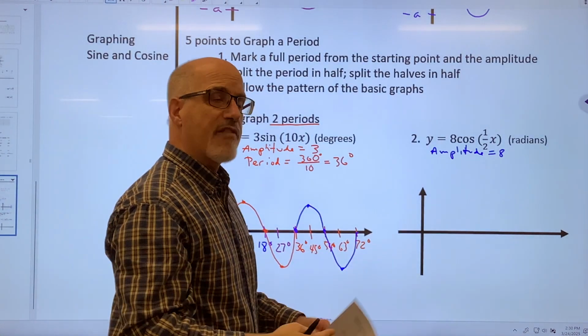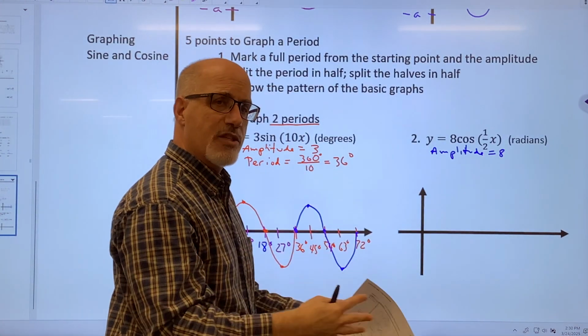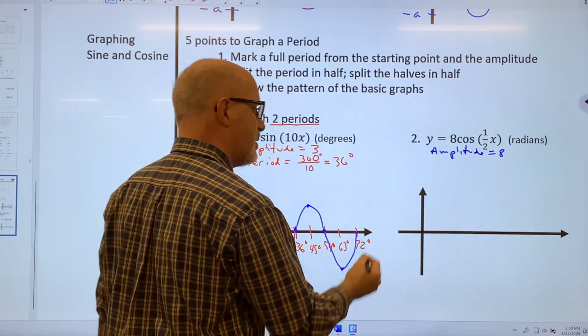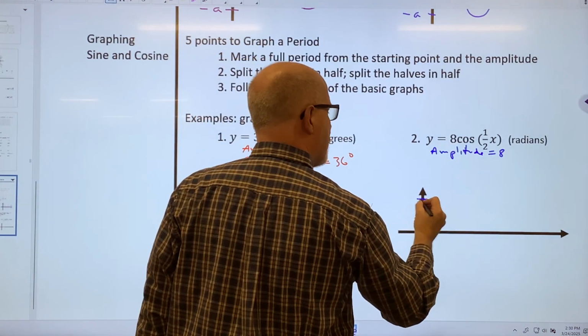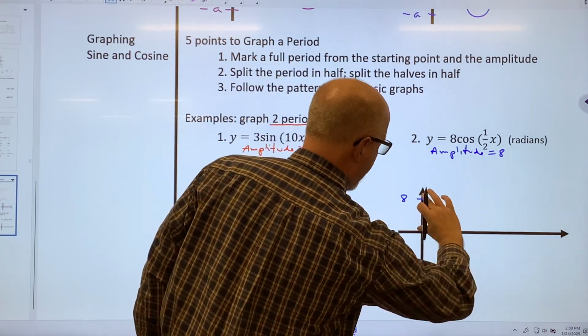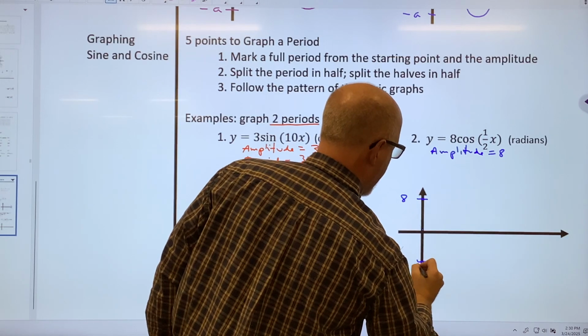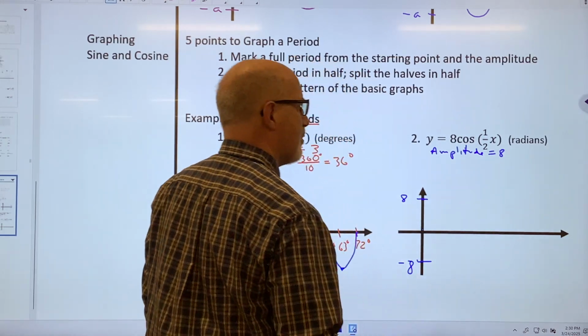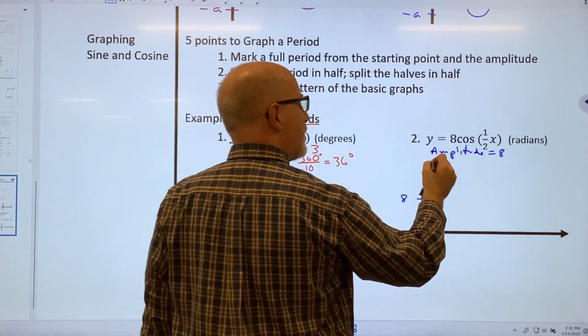I'm on a new graph. Make the units make sense on this one. Set the standard for your units here. So I'm going to just set 8 up here, and then I'll have that distance down here for -8. Now I'm going to go ahead and figure out my period.